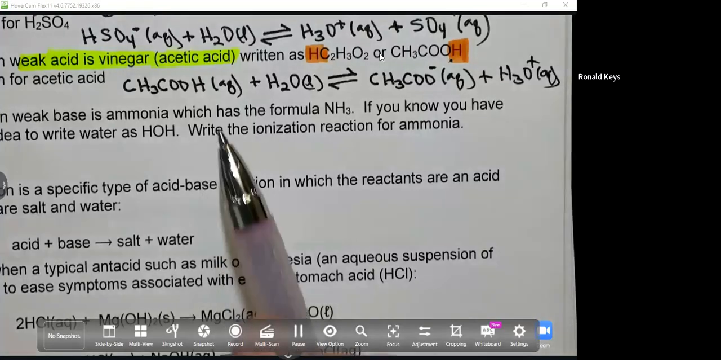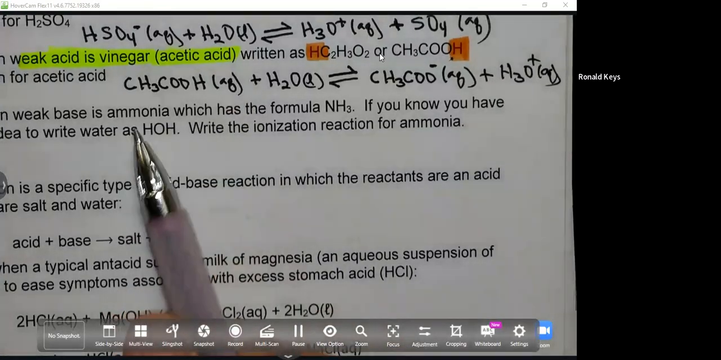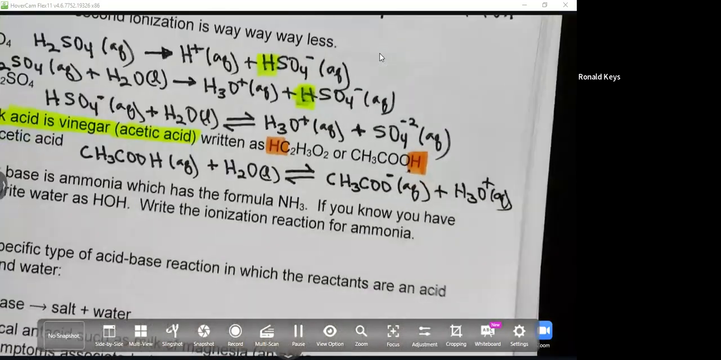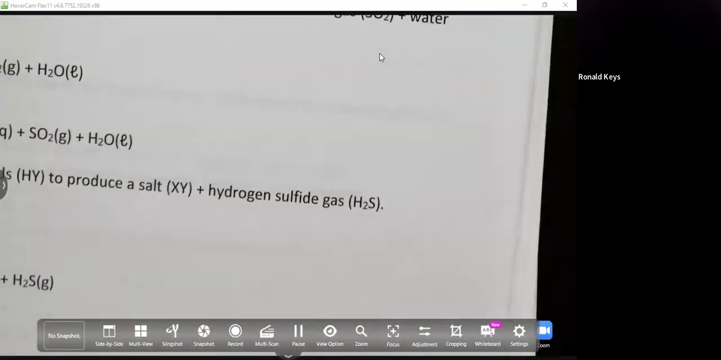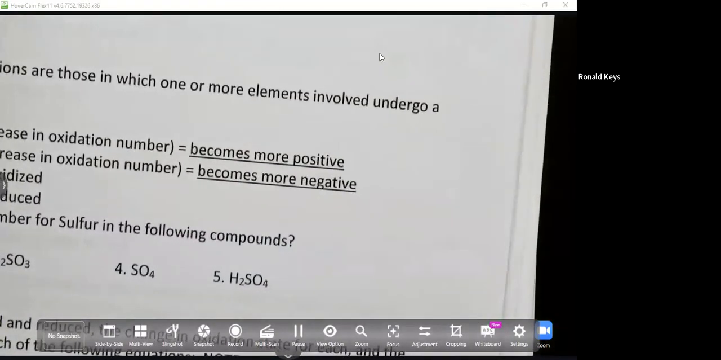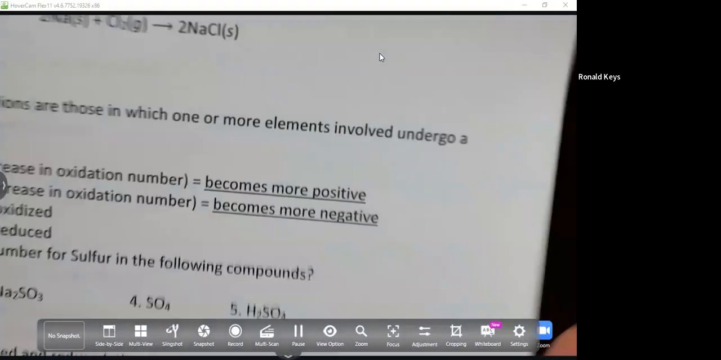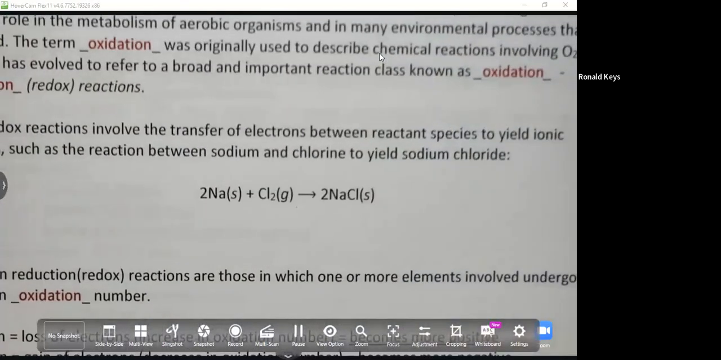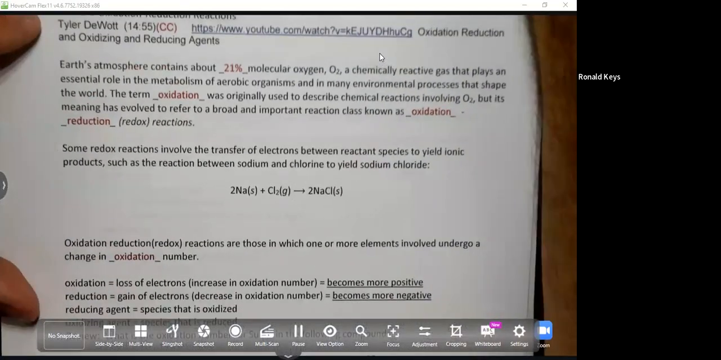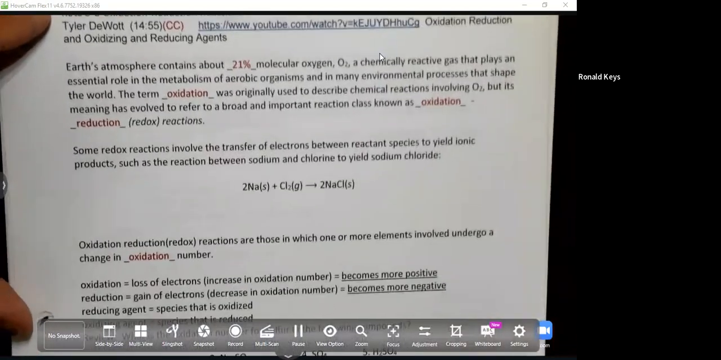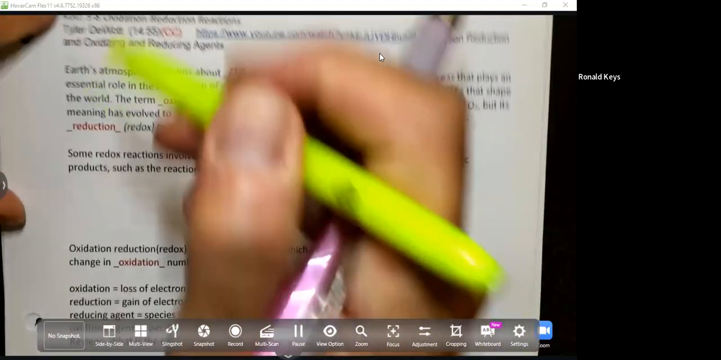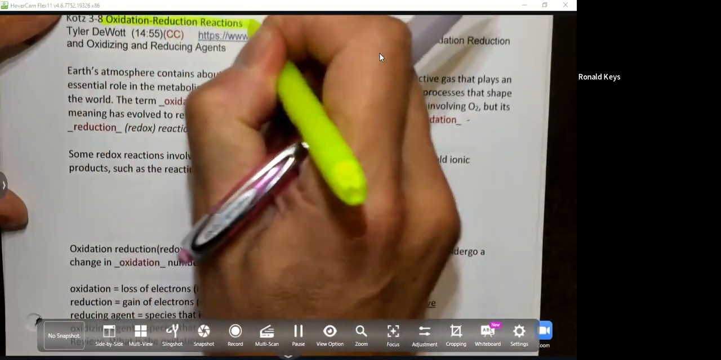Okay, I want to come back to this acid-base stuff, but we need to take a break from acid-base. Let's switch gears. We're going to go forward till we get to oxidation reduction, which is on page 17. And this will help you finish up OWL as well. So we're going to go to page 17. Oxidation reduction reactions.